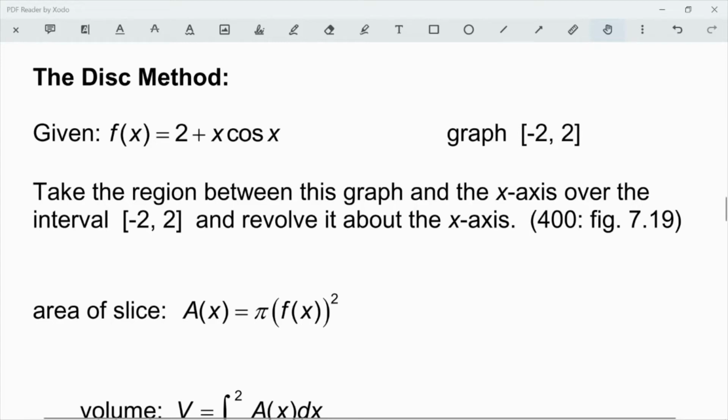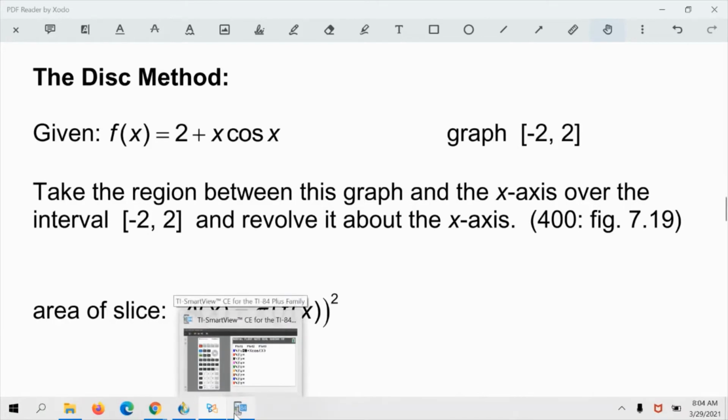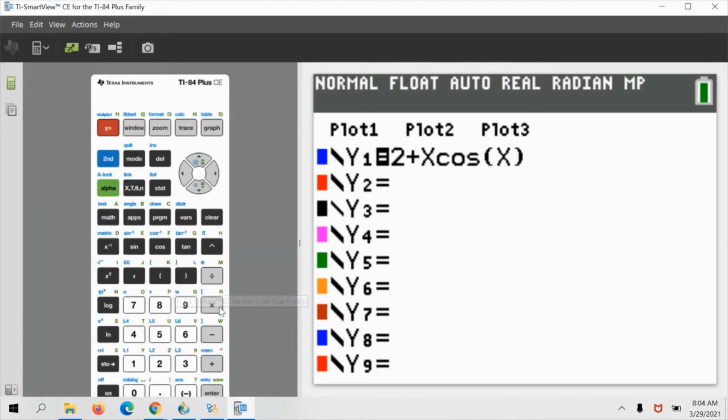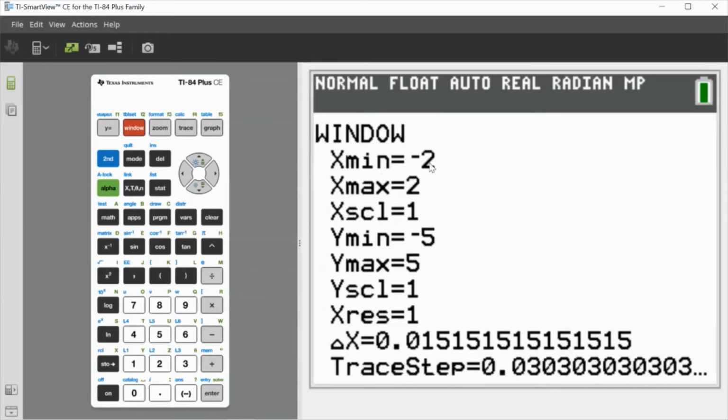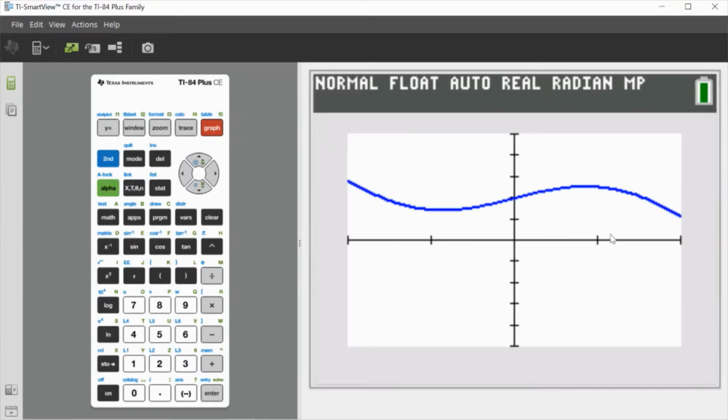So we're given this function 2 plus x cosine x, and it says take the region between this graph and the x-axis over the interval -2 to 2 and revolve it about the x-axis. Okay, so now this is where the visualization comes into play a little bit. So I'm going to show you on my calculator what this looks like. So here's 2 plus x cosine x that I've entered as my y1. I've got my window set to go from -2 to 2, and I'm going to graph this.